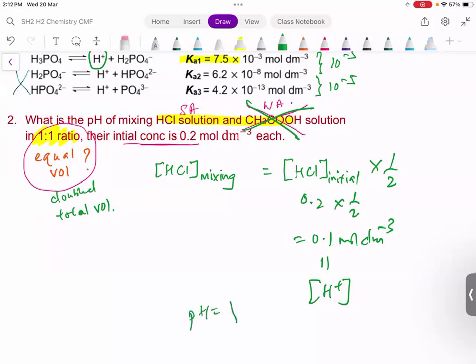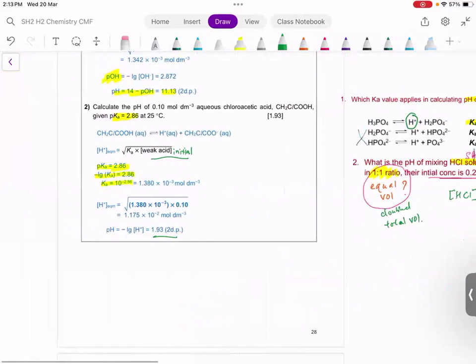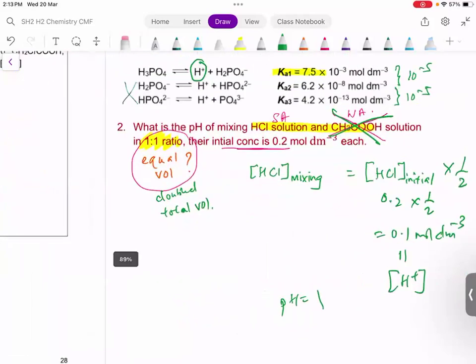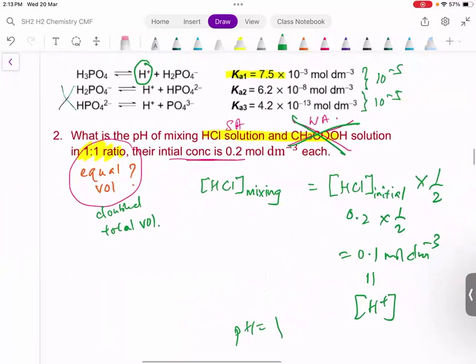Please take note, when you do this tutorial, you need to pay attention to dilution as well, especially when you mix two solutions together. Here these two solutions do not react with each other. Both are acids, so there's no reaction. Later on, you'll see solutions that react with each other, which makes it even worse. Okay, can I give you one minute to digest this?